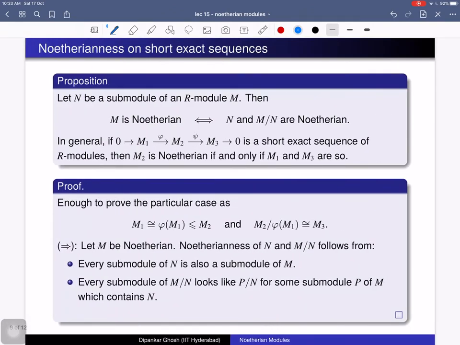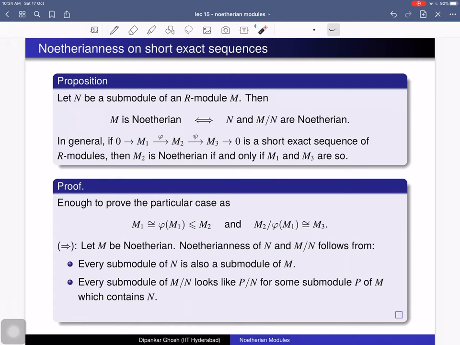And here is one proposition. It is saying how Noetherianness behaves on a short exact sequence. So you consider this short exact sequence of R modules. Then this proposition is saying that this middle one is Noetherian if and only if these two modules are Noetherian.